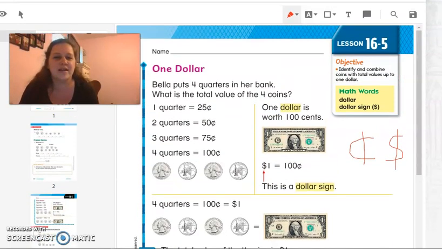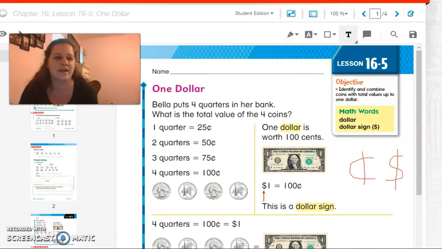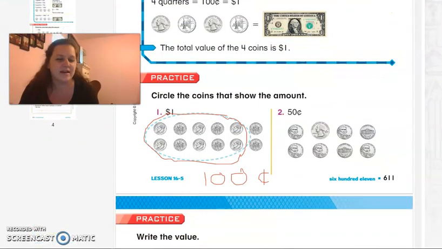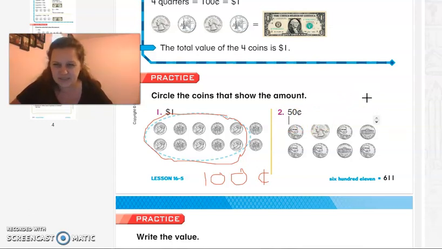And for this one, I am going to switch back over so that I can type, because I think I've figured out that this is a little bit easier for me to manage and for you guys to see. So we are going to first start by looking at number 2 and how much they want us to circle. It says 50 cents.